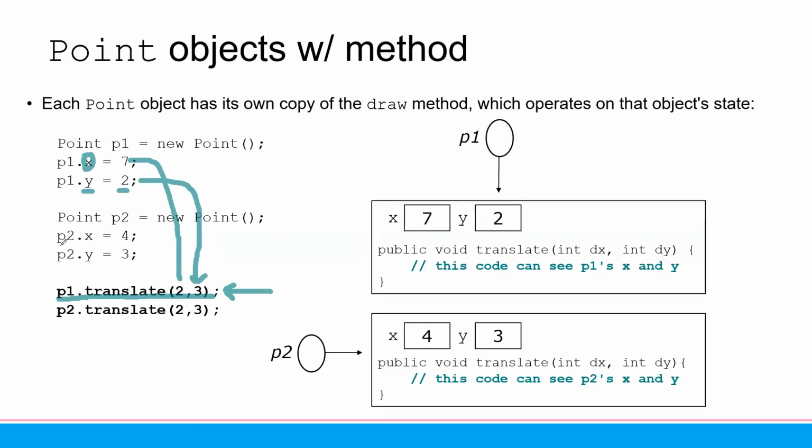Now I have another object p2. So p2 dot translate 2, 3. So we have x, which is this one, x plus dx. This will be the dx, and this will be the dy. So x will be added by 2 and y will be added by 3.